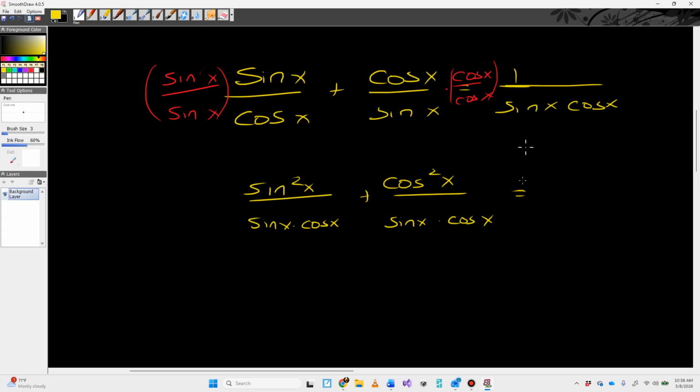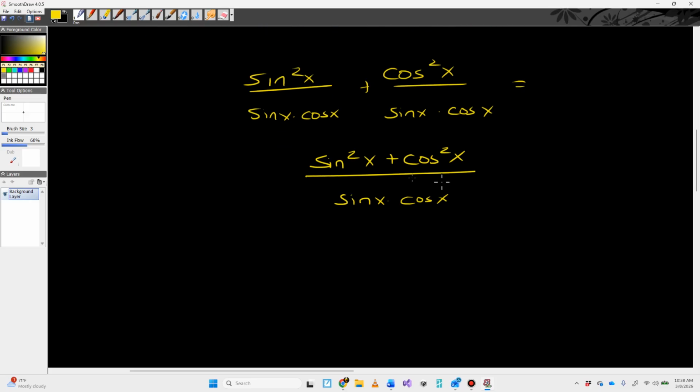And that's equal to this. This denominator and this denominator are the same. So I can rewrite this as sine squared x plus cosine squared x, all divided by sine x times cosine x. And this is equal to 1 because the Pythagorean identity says this is equal to 1. So that's now 1 over sine x times cosine x. And that is, in fact, what we were trying to prove.